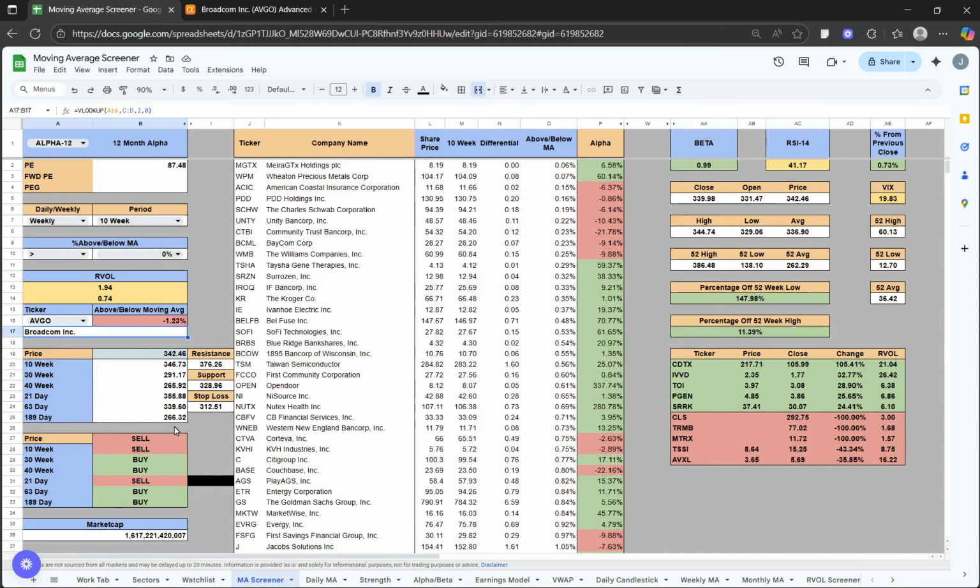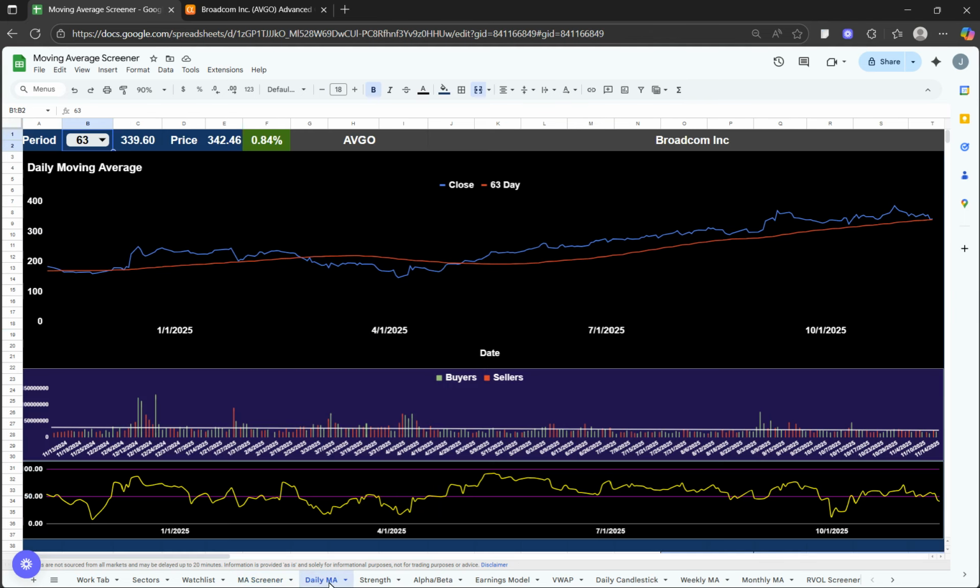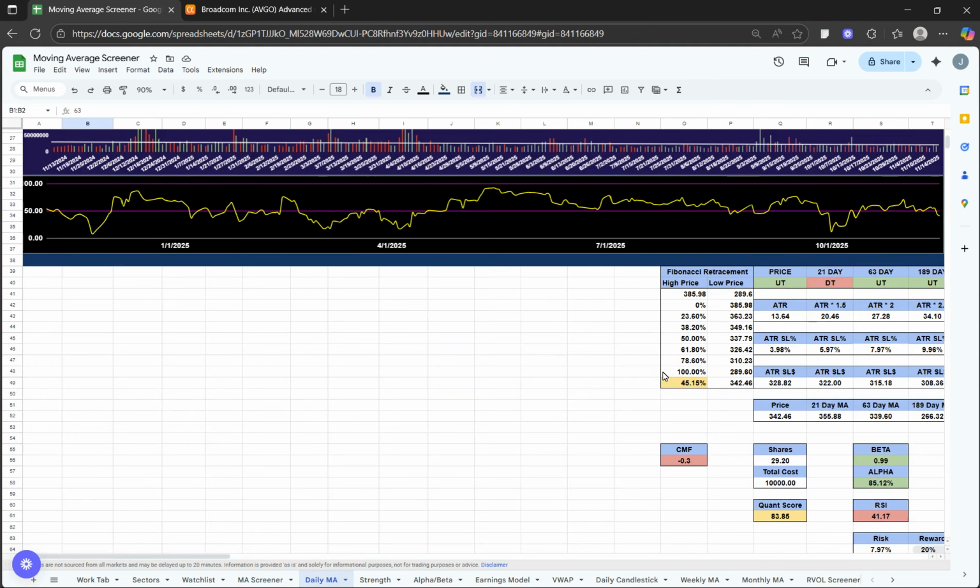Our moving average screen, everything here has to be in perfect order. The price has to be above all the moving averages to get a buy. If not, we get a sell. The price has to be above the 10 week. The 10 week has to be above the 30 and 40 week for us to get a buy. If not, we get a sell. And then if all those things are correct, we get a buy. When we go to the daily moving average, we're just going to go down. We're going to look at Fibonacci.